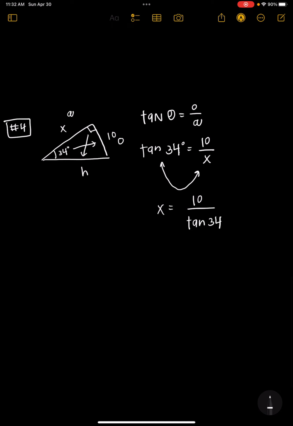All right, now let's plug that into the calculator. And I get 14.83. So x is equal to 14.83. And there we have it. This is how we solve for sides using right triangle trigonometry.